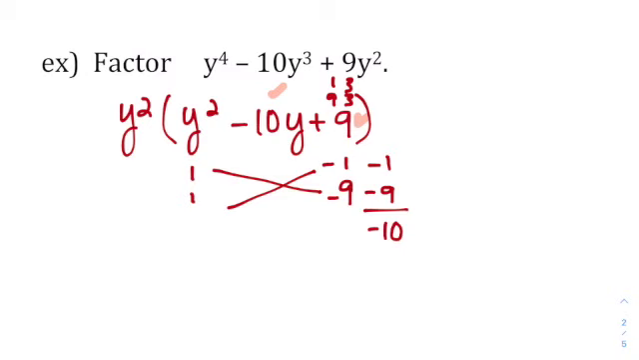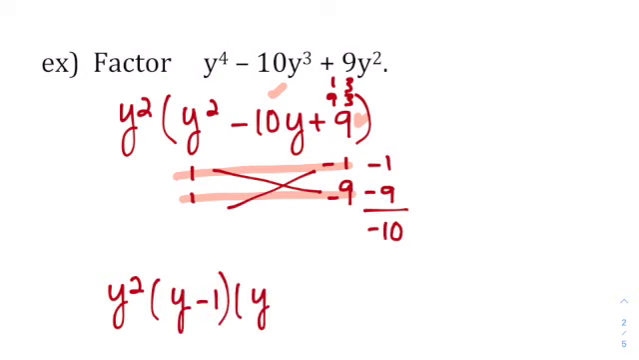So the answer is going to be, don't forget, writing the answer sideways, y squared times y minus 1 and y minus 9. And that's your answer for number 11. Notice this is called factor completely. Going on to the next problem.